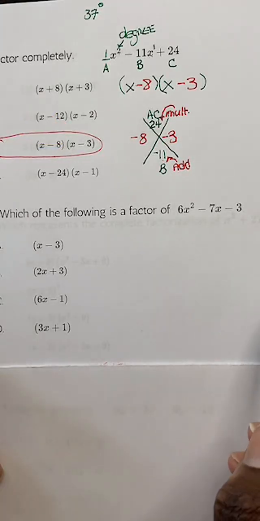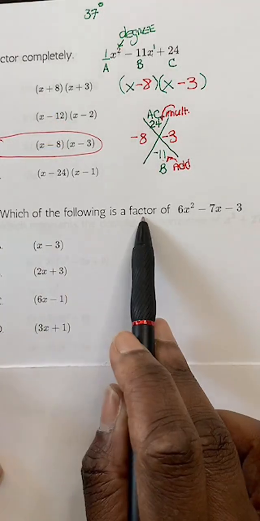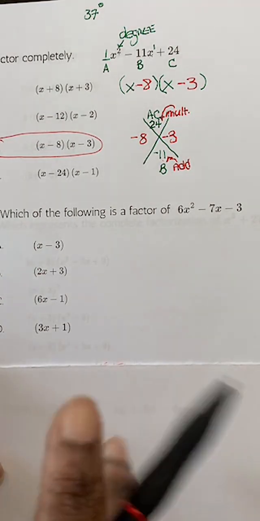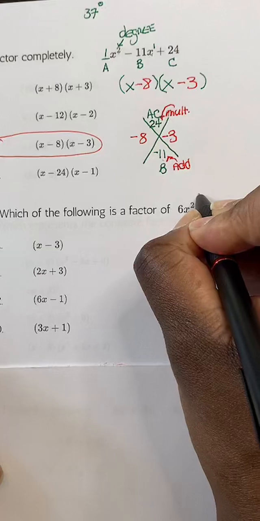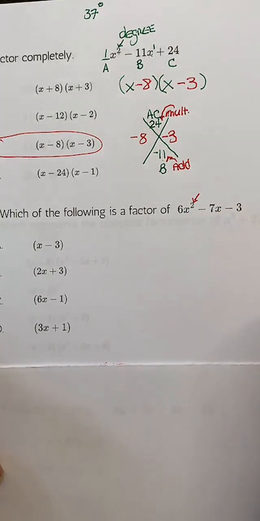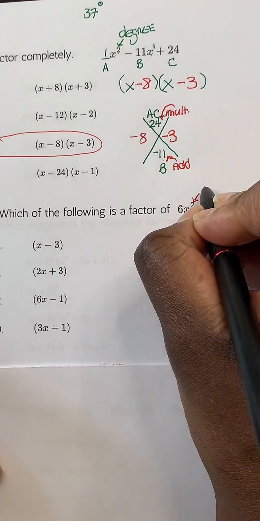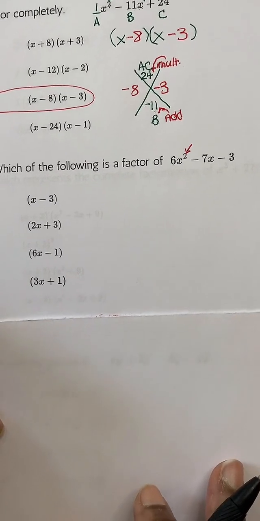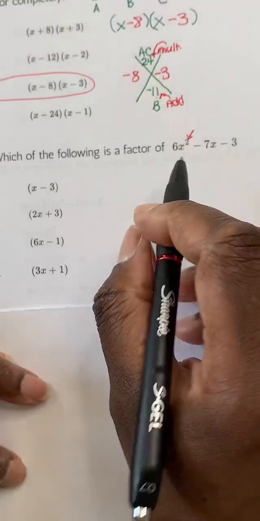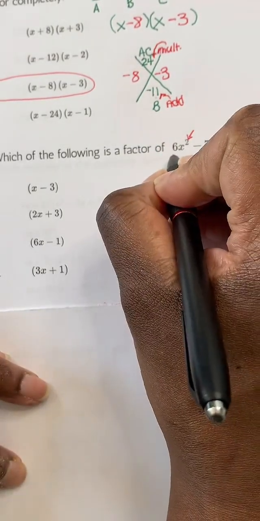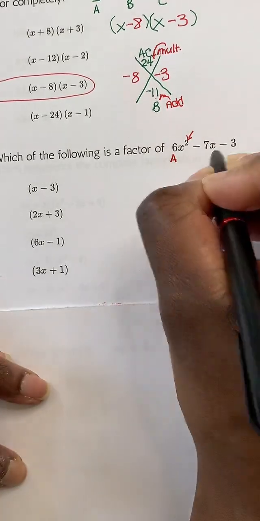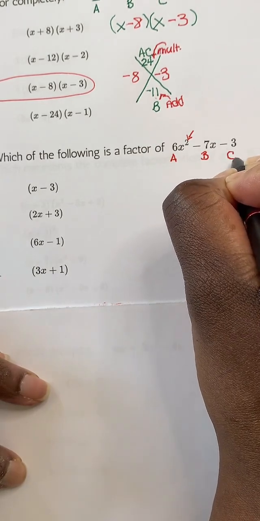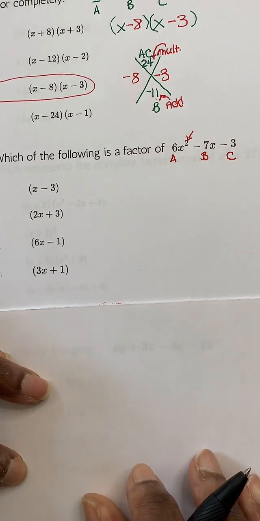couple sessions, okay? So which of the following is a factor? So we know we're going to get two of them. The reason why I know, because my degree tells me how many factors or how many solutions I'm going to have. So with that being said, let me raise this up. My A is always the number in front of the x squared. My B is always the number in front of the x. And my C is always the constant.